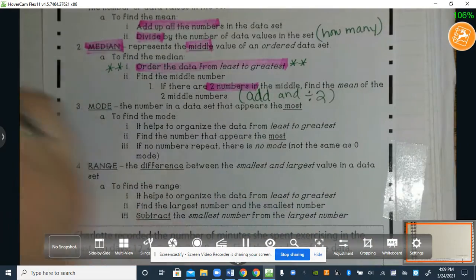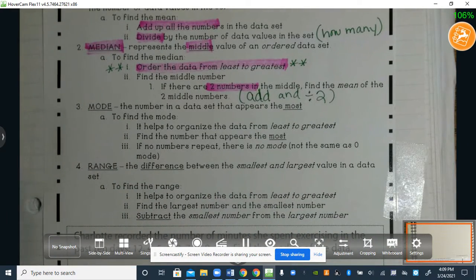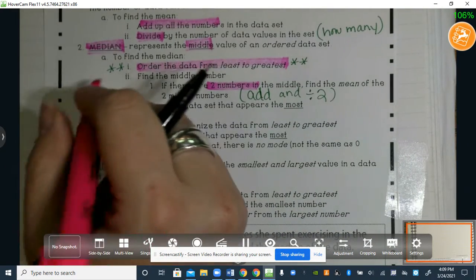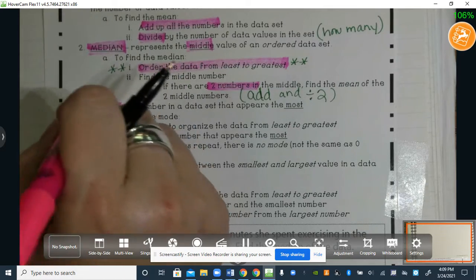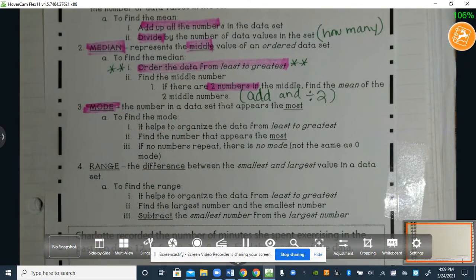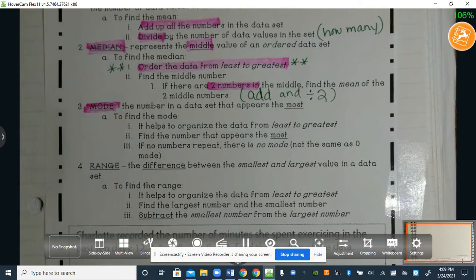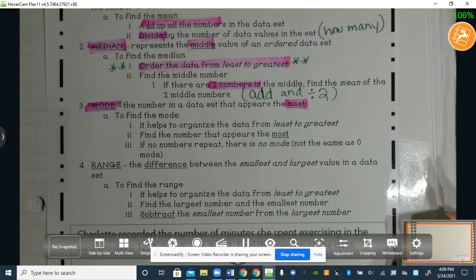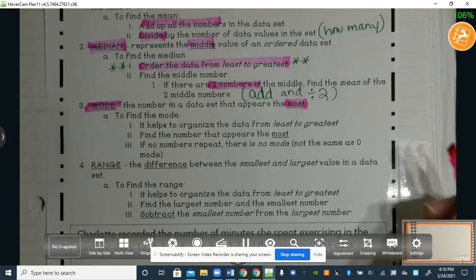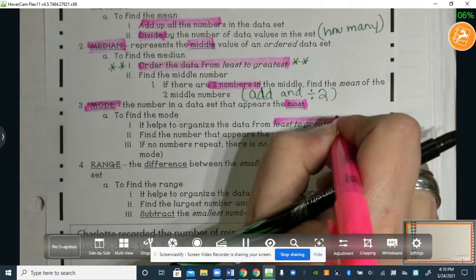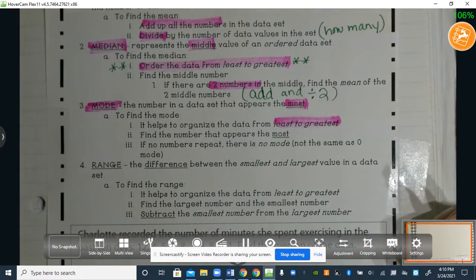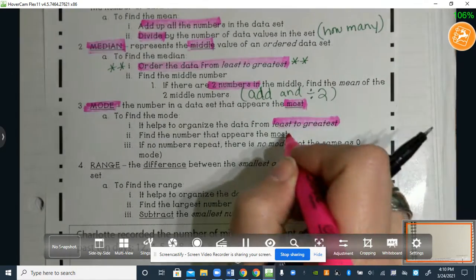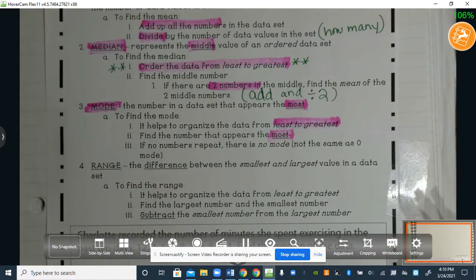Okay. Now the mode. The mode is a number that appears most often. To find mode, you just have to have some eyes to look at it. The number in the data set that appears the most. So this involves just looking. So to find the mode, it helps you to organize from least to greatest. You're looking for the one that appears most often.